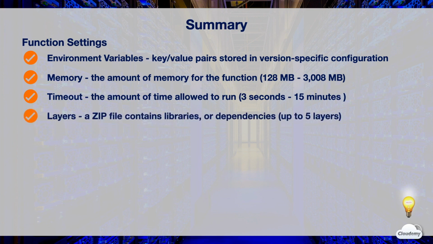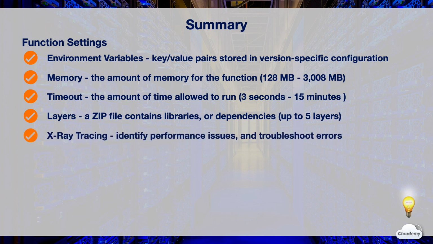When you develop applications with Lambda functions, you can package common libraries or dependencies into Lambda layers. A layer is a zip file that contains these libraries, and allows you to share them with other Lambda functions. Each function can have up to 5 layers at a time. You can enable X-Ray tracing for your Lambda functions. X-Ray traces requests as they travel through the entire application. With X-Ray, you can easily identify performance issues and troubleshoot errors of your application.